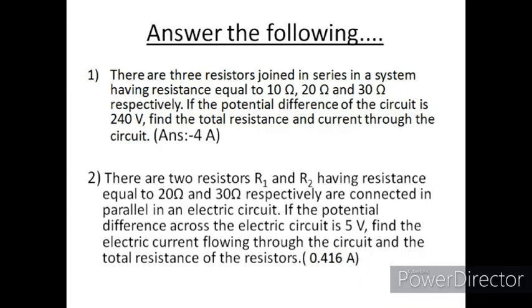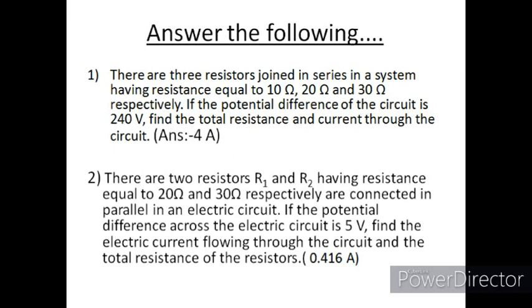Now answer the following questions. First one is, there are three resistors joined in series having resistance equal to 10 ohms, 20 ohms and 30 ohms. If the potential difference of the circuit is 240 volts, find the total resistance and the current through the circuit.